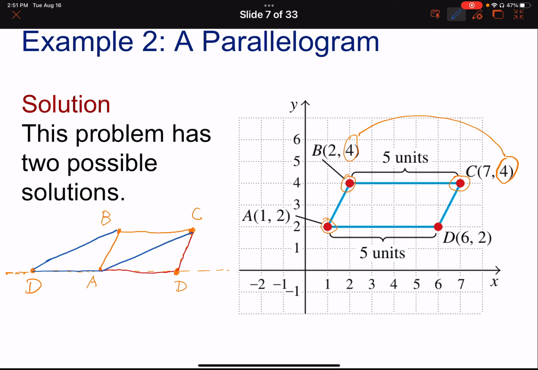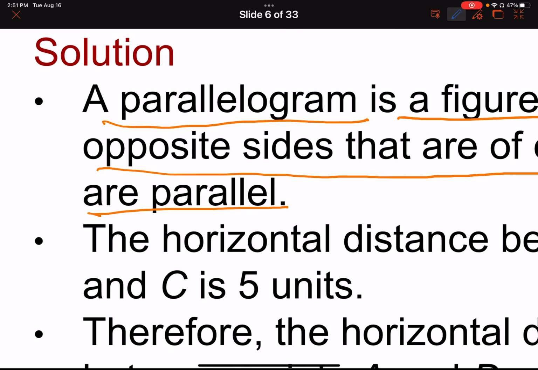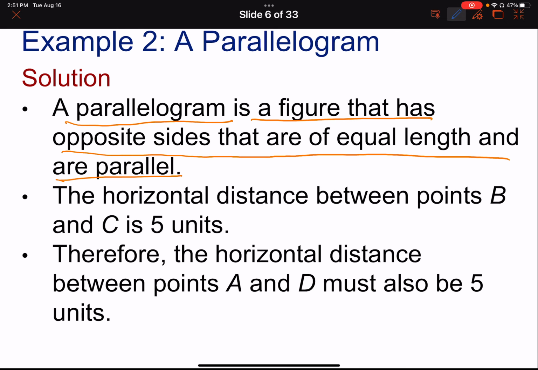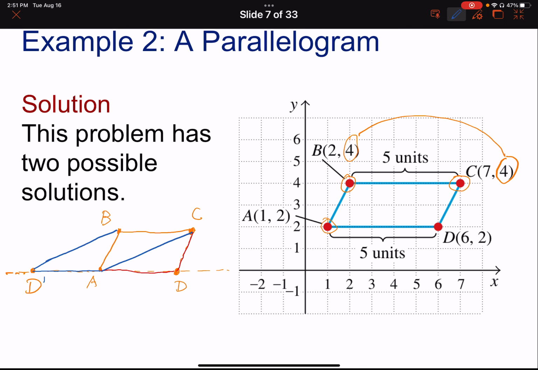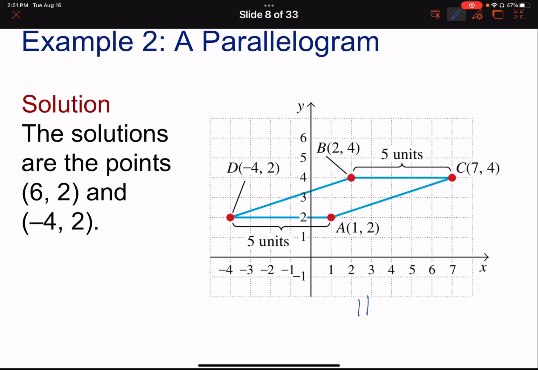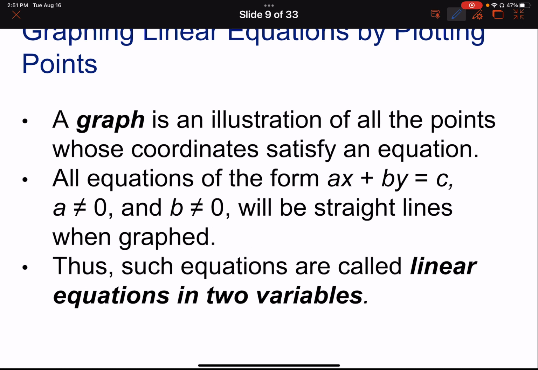So that's another solution. In this case, if we mark this as D prime, then one solution is A, B, C, D. Another solution is A, D prime, B, C. That's what we draw here. The first solution is this here, and the next solution would be this here. That's how you get the two solutions. Okay. All right.